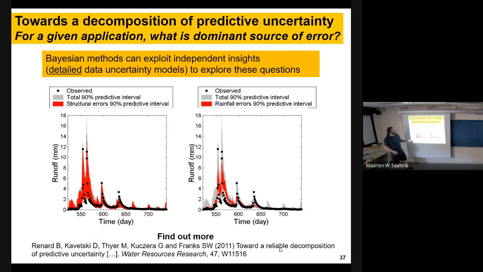Okay? So to make this a bit of a contrast, here is the same decomposition, but this time the partial contribution of the rainfall uncertainty. So remember, we have rainfall as an input in our model. So if you have rainfall uncertainty, it's going to propagate into streamflow uncertainty.